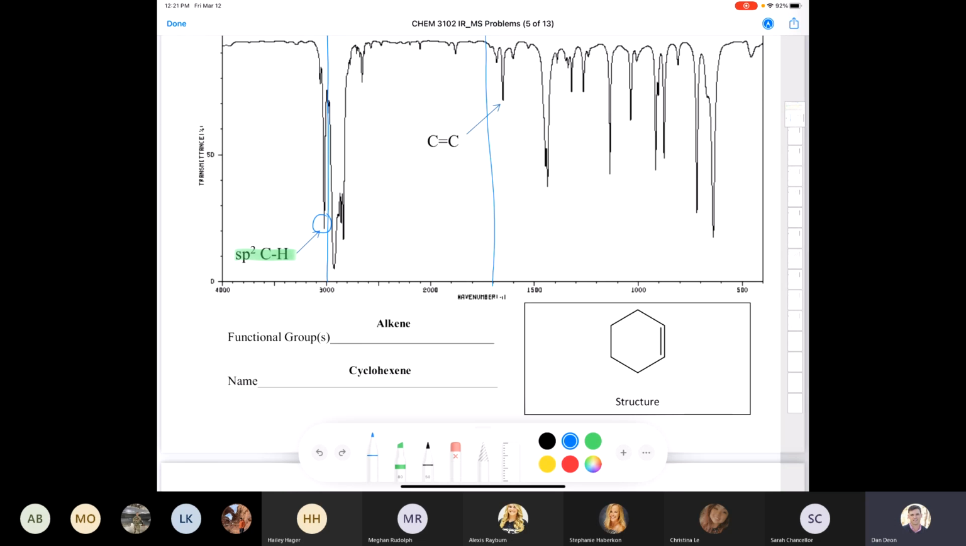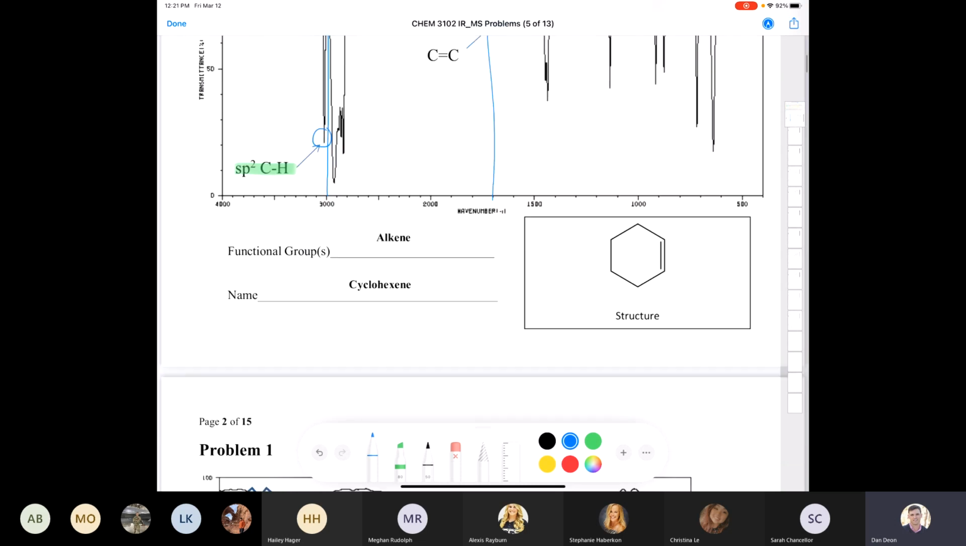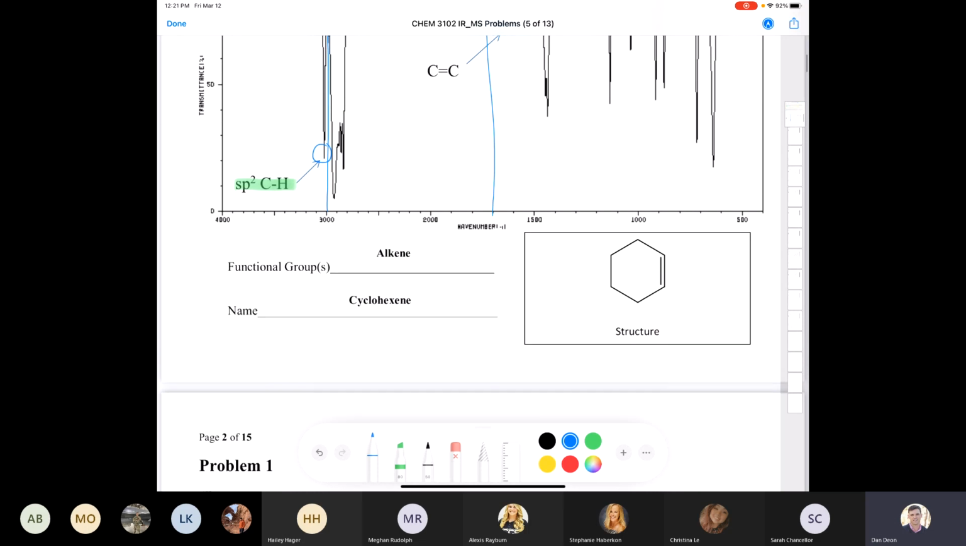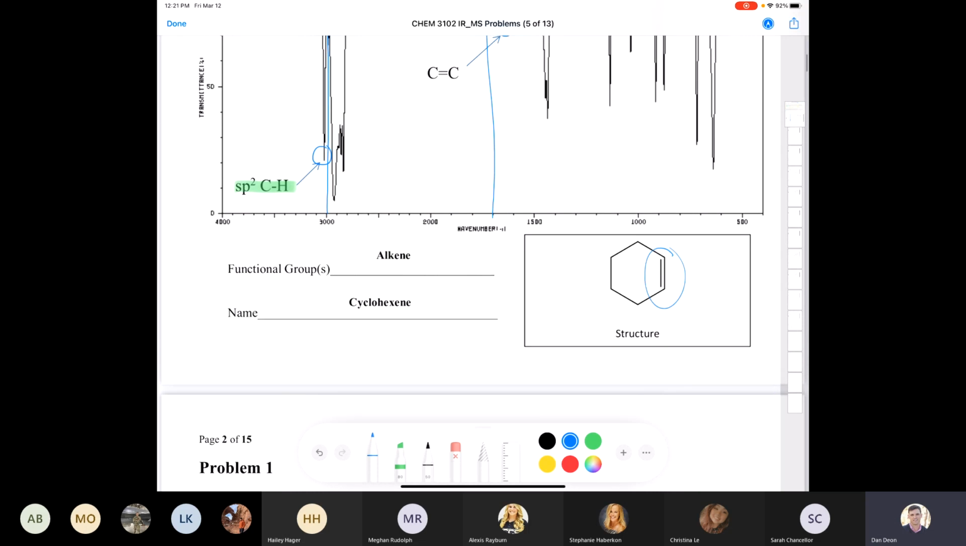Again, you would want to point those out. You can either draw an arrow to it the way I have here, or you could circle the peak like that. So then what functional groups are in the compound? Well, it's an alkene, right? And what's the name of the compound here? The name of this compound is cyclohexene.